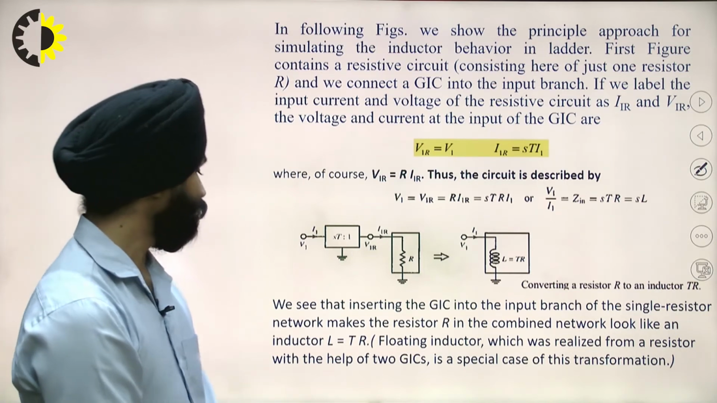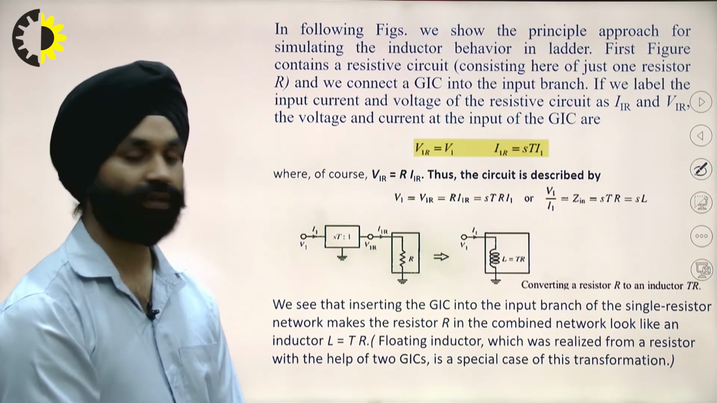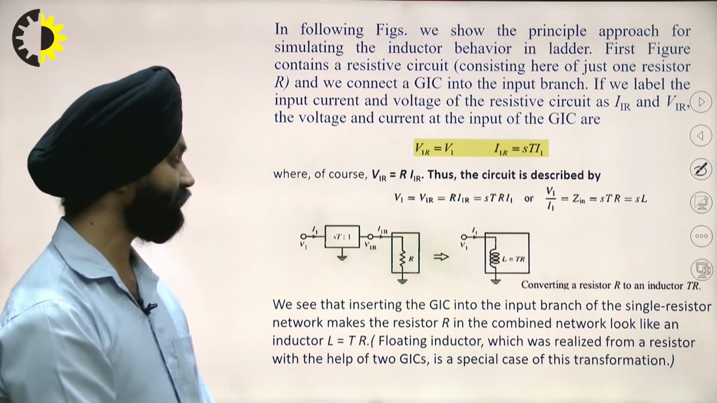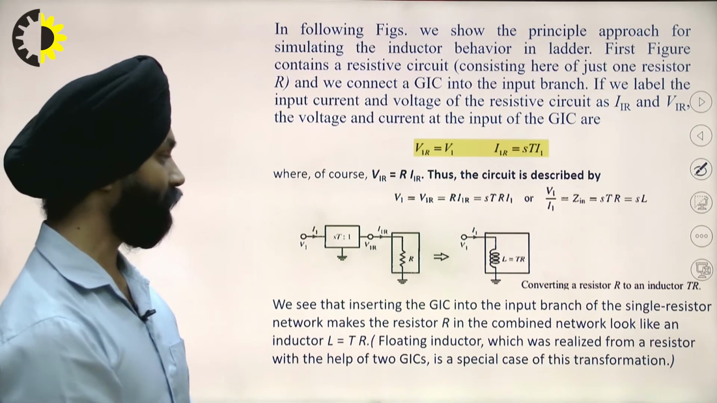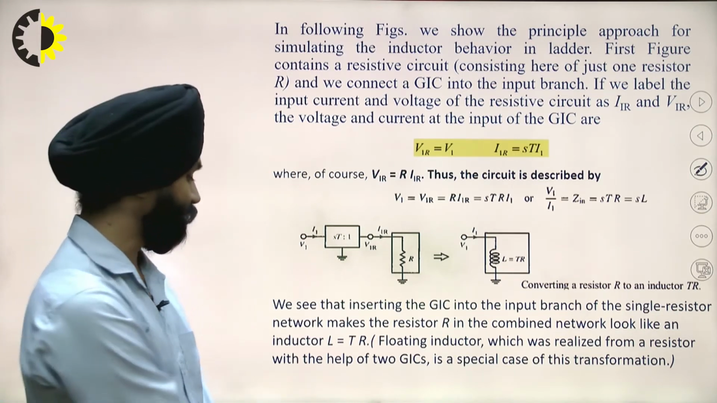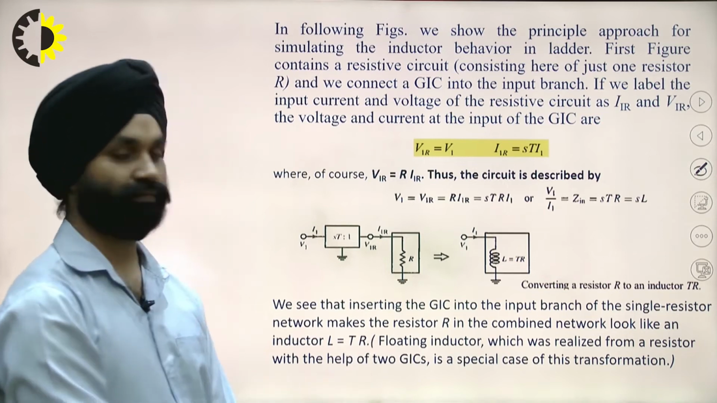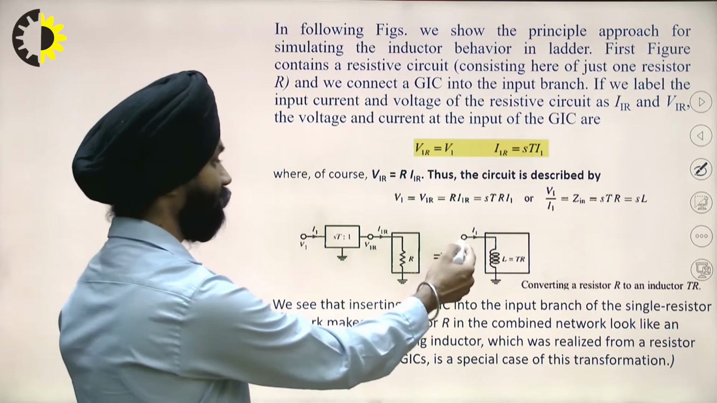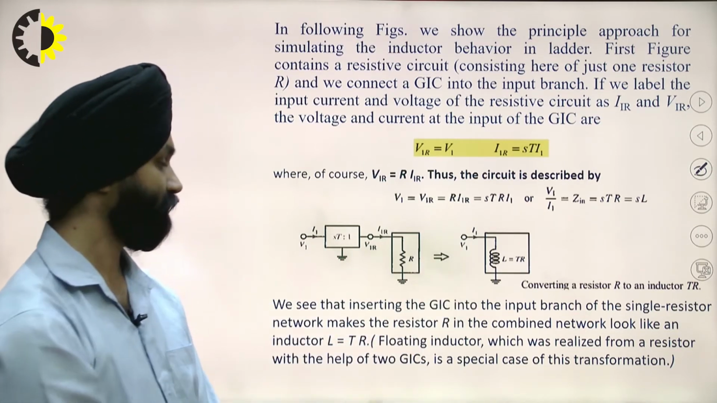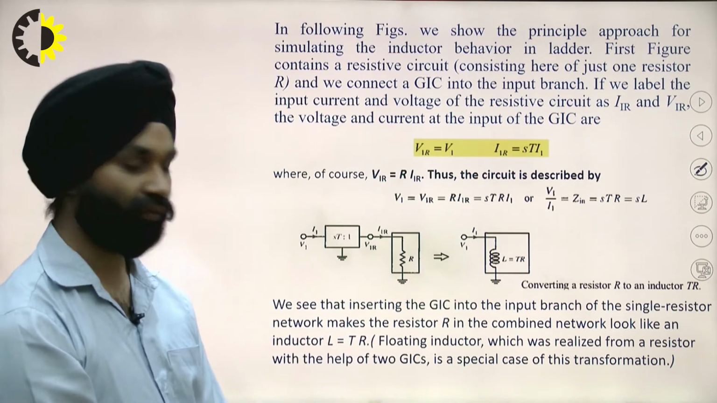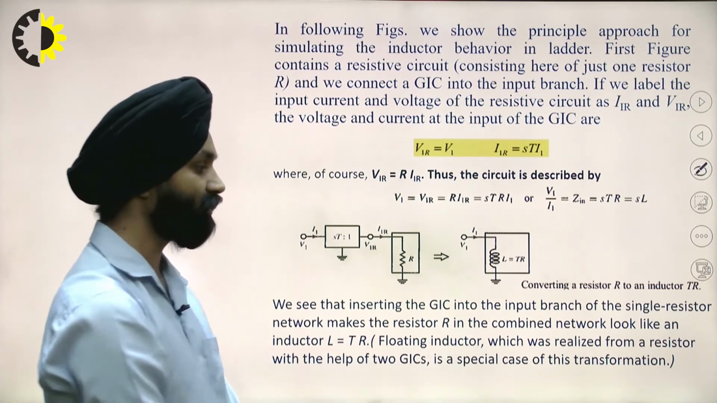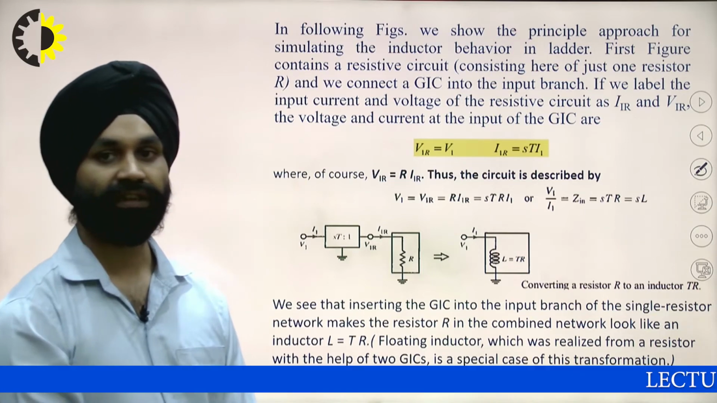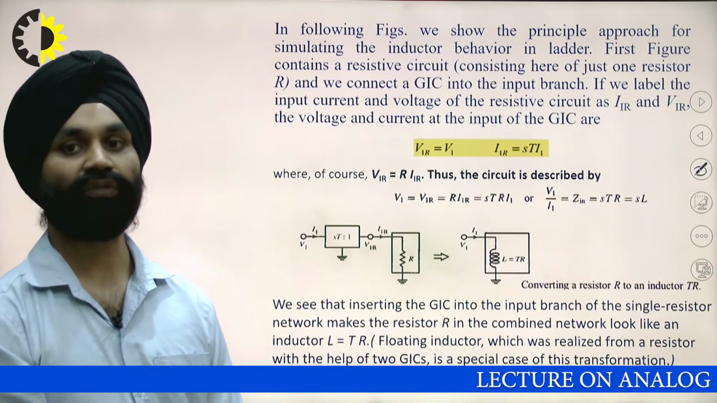Now, if we see that inserting a GIC into the input branch of single resistor network makes the resistor R in the combined network look like an inductor, which is L is equal to TR. Now again, if we see that this is one V1 and other part is grounded. Now for floating inductor, which was realized from a resistor with the help of the two GIC, is a special case of this transformation.